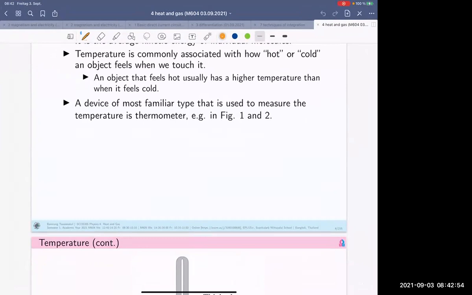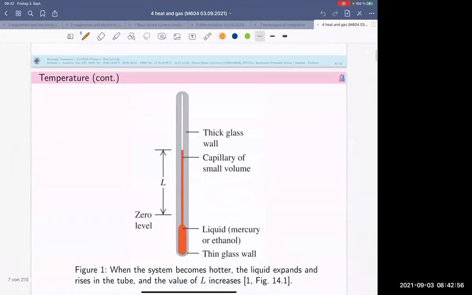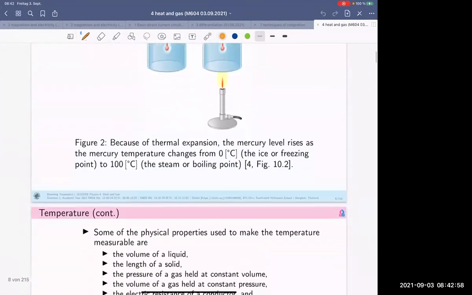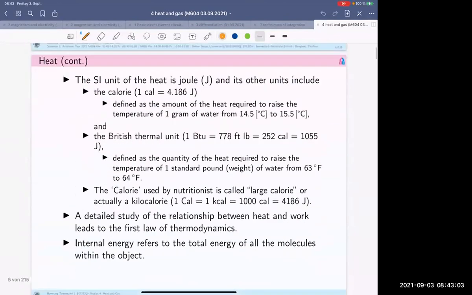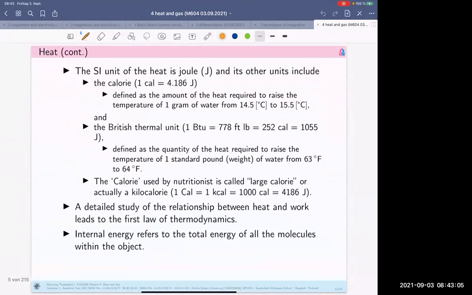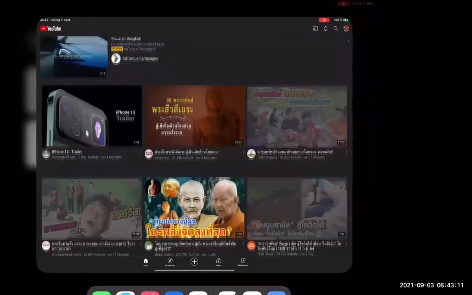Okay. All right. Here we have. Oh no. Yeah. The bigger scale for the sound.